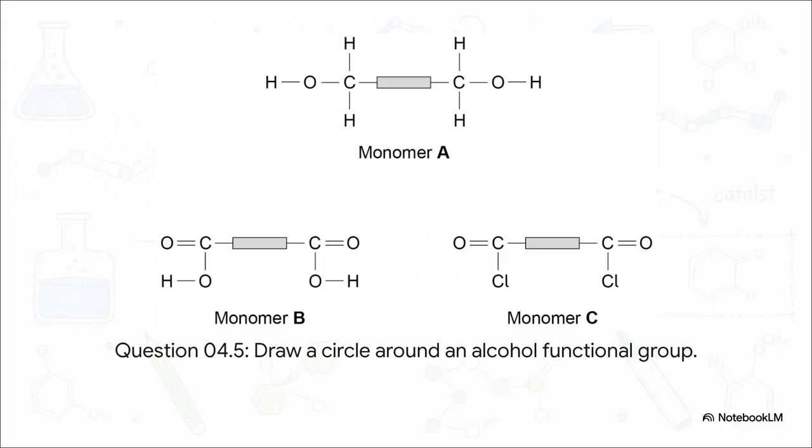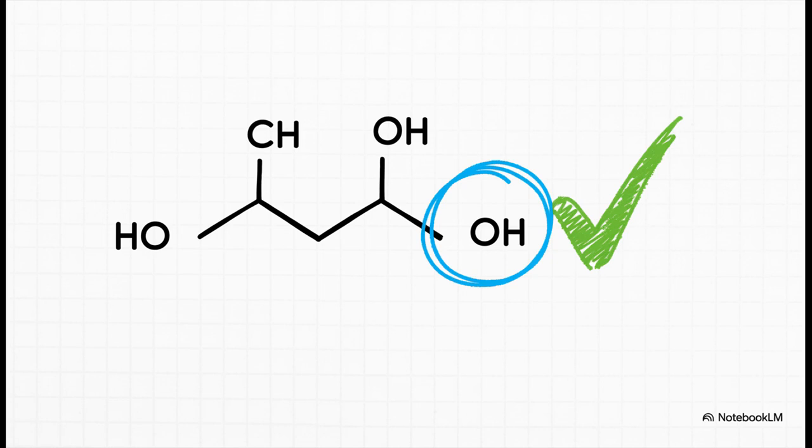So question 4.5 is a pretty straightforward identification task. They give you these 3 monomers and just ask you to circle an alcohol functional group. Remember, that's the bit of the molecule that's actually going to do the reacting to make the polyester. And that's it. Simple as that. The mark is just for circling that HO or OH group on monomer A. It's a nice, easy mark waiting for you as long as you know your functional groups.